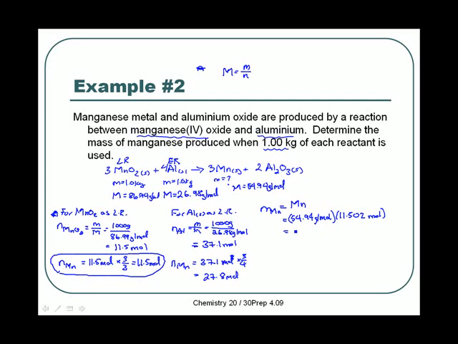Multiply that by our 54.94, and that is 632 grams of manganese solid. There we go. So, in terms of stoichiometry, it's pretty much the same as our first stoichiometry problems. Just have one extra step. We've got to find out which one of our reactants is a limiting reagent, which one's excess, and use the limiting to continue our calculations.